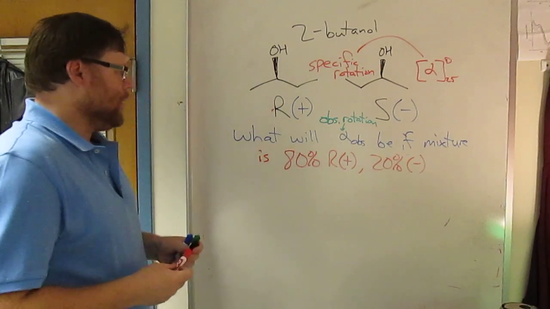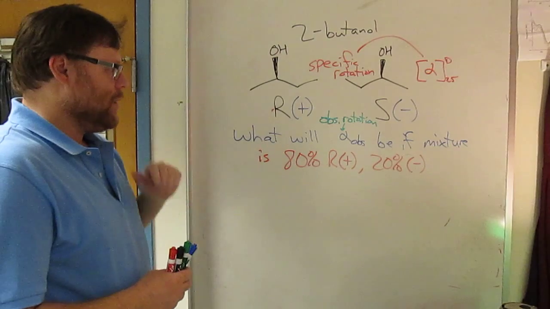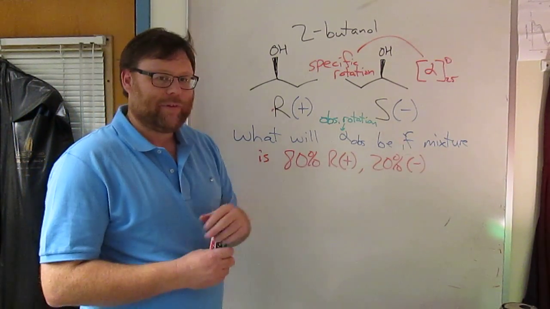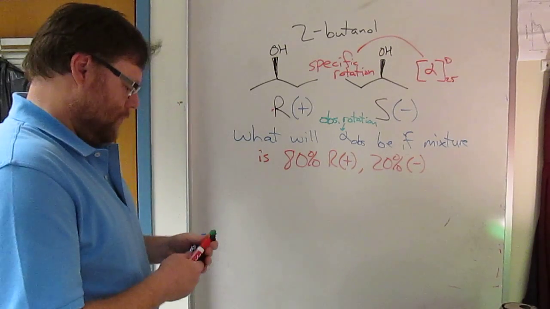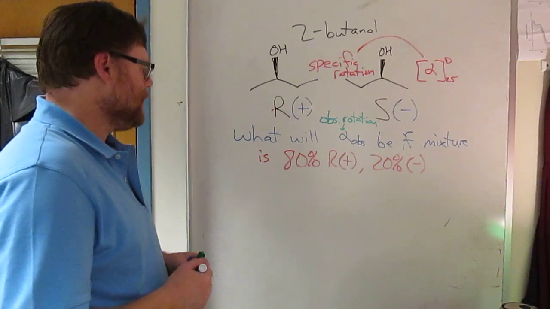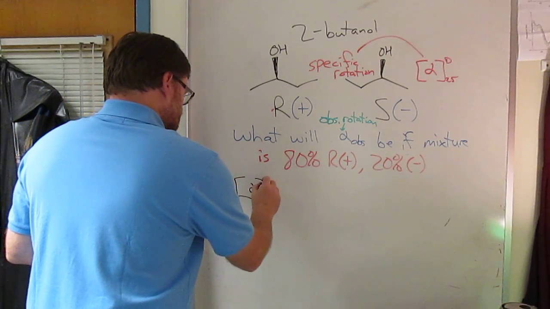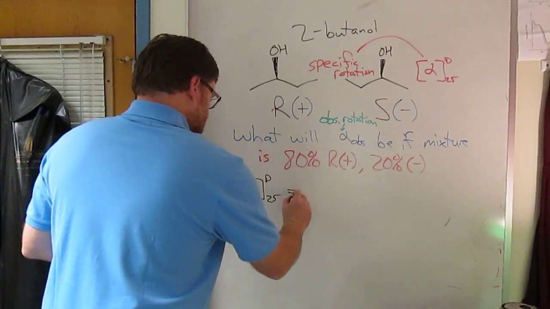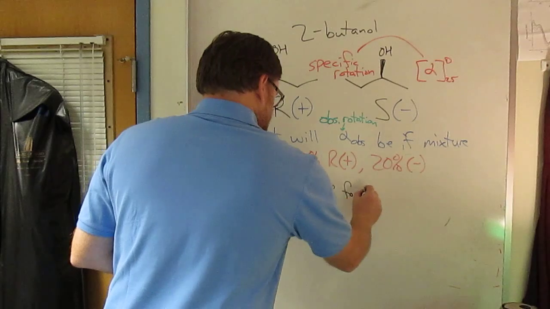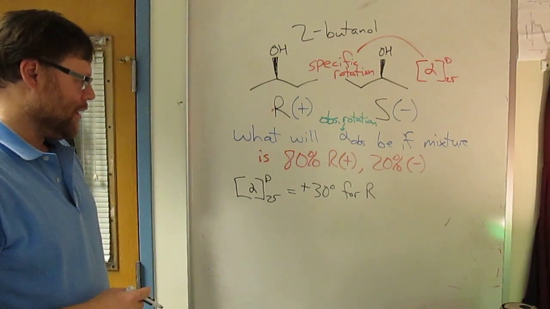Okay, what will the observed rotation be if the mixture is 80% R and 20% S, or minus? 80% plus, 20% minus. All right, hit pause, give it some thought, come back. Okay, remember, the specific rotation for R is plus 30 degrees.